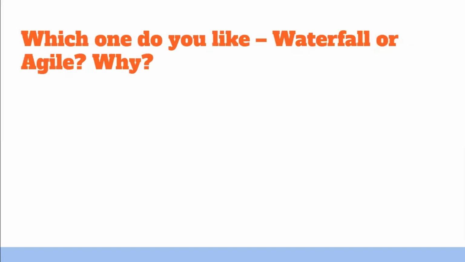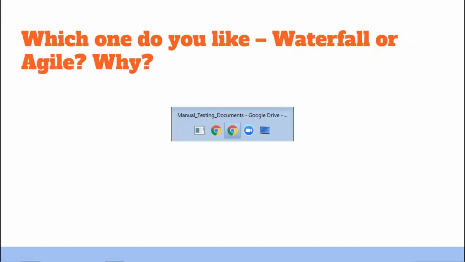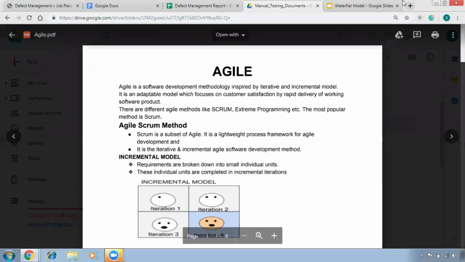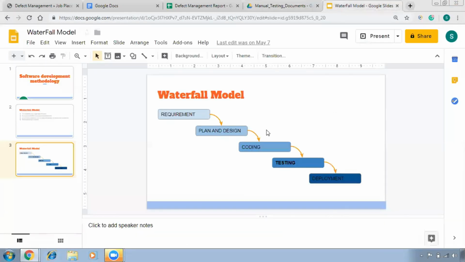Next question is, which one do you like, Waterfall or Agile? Why? First of all, you should know how the Waterfall model works and how Agile works. Only then can you choose one. So first, we'll see the Waterfall model. It's the traditional model, and our software models started from here.